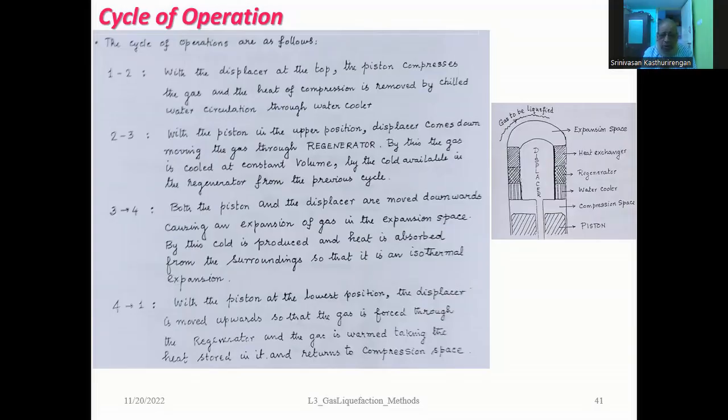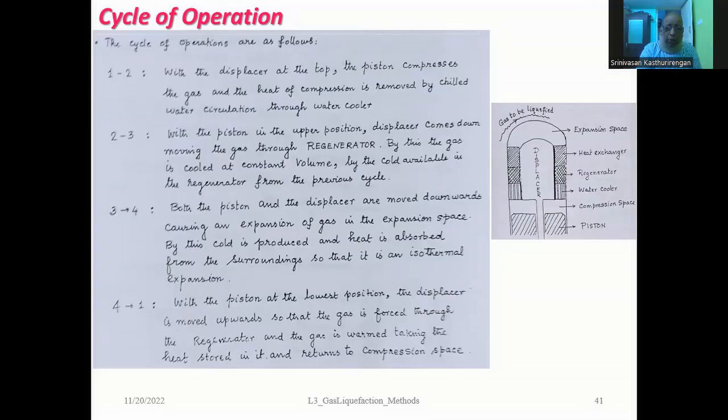So it is moving upwards, so that the gas is now forced through the regenerator and it's returning back to the working space. So we have again the same conditions as at the very beginning, that is, the displacer at the topmost position and the piston below, so that it is ready for compression. Right?